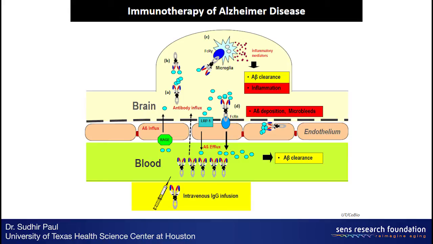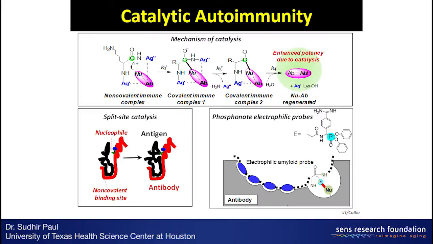Which brings me to catalytic autoimmunity, which in our view can have greater efficacy than reversibly binding antibodies because of the turnover function, and it may be safer also, as I will comment in a few minutes. So I want to give you a background of catalytic antibodies that have come out of a lot of basic science studies over the last decade or so.